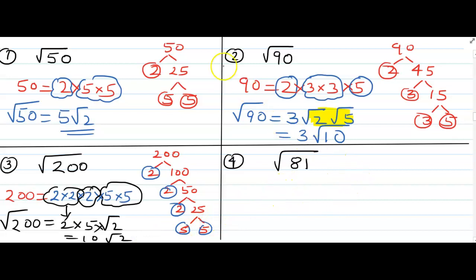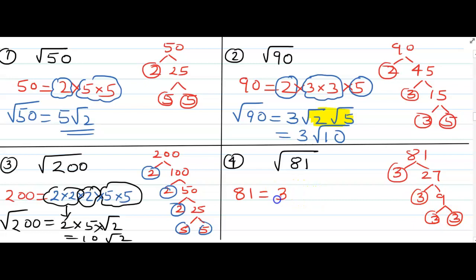Okay. Now 81. For 81, we cannot start with 2 because 81 is an odd number. So we'll start with 3. 3 times 27 is 81. Then 3 times 9 is 27. And 3 times 3 is 9. So let's write down here. For 81, we can write down 1, 2, 3 and 4. 4 threes. So what will be a square root of 81?